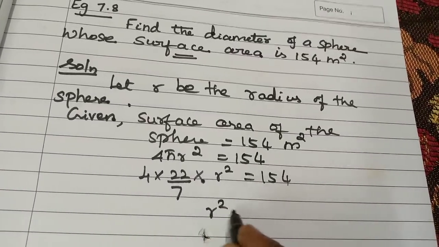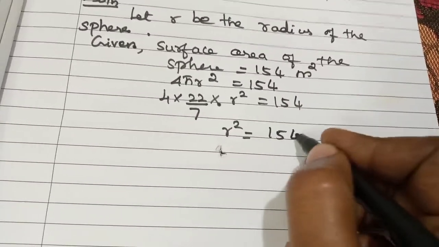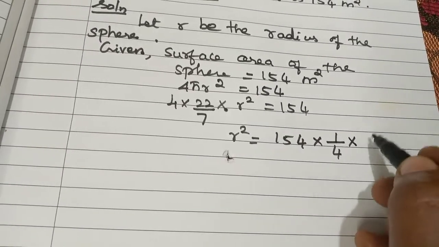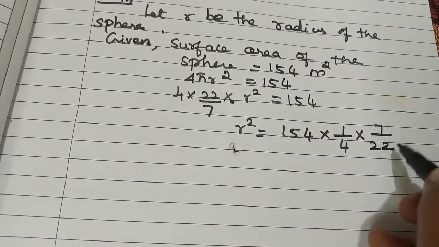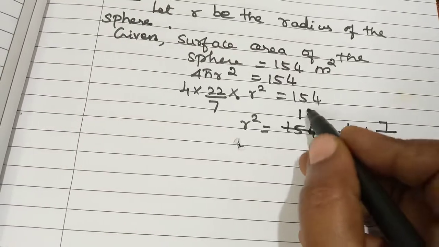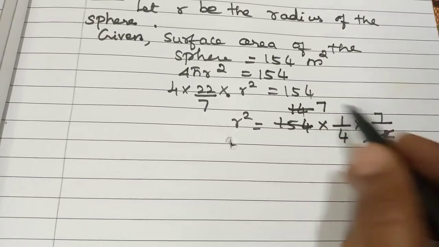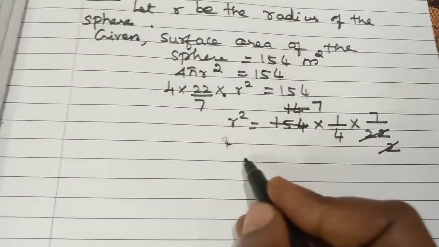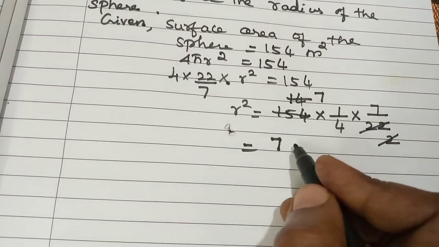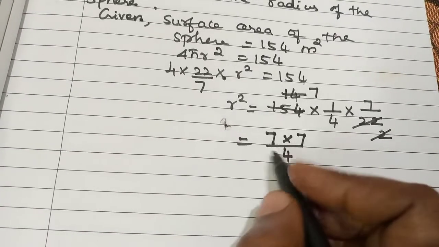From here r square is equal to, bring these values to this side. So 154 into this 4, when we take here it becomes 1 by 4. 22 by 7 becomes 7 by 22. Let's cancel this. 2 11s are 22. Here 1 11 is 11, 14 11s are 154. Again this one 1 2 is 2. Here 7 2s are 14. So remaining we have 7 into 7 by 4, that is 49 by 4.